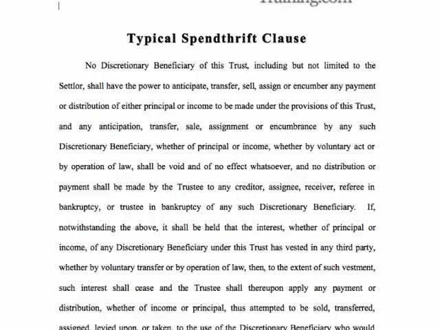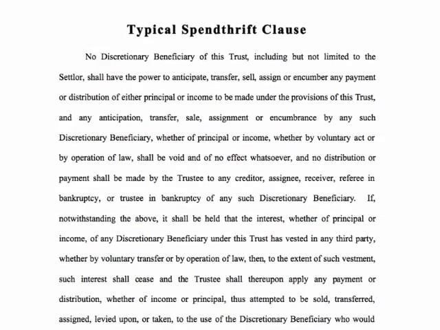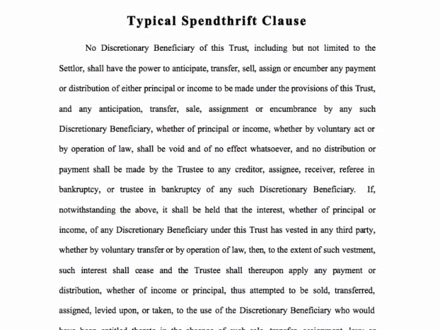"No discretionary beneficiary of this trust, including but not limited to the settlor, shall have the power to anticipate, transfer, sell," basically, give the stuff away, "or encumber any payment or distribution of either principal or income." This is a lot of words. I'll let you see the whole thing. You can read it carefully on your own. But basically, it says that your creditors are out of luck if they want to take any of the assets held in trust from you.